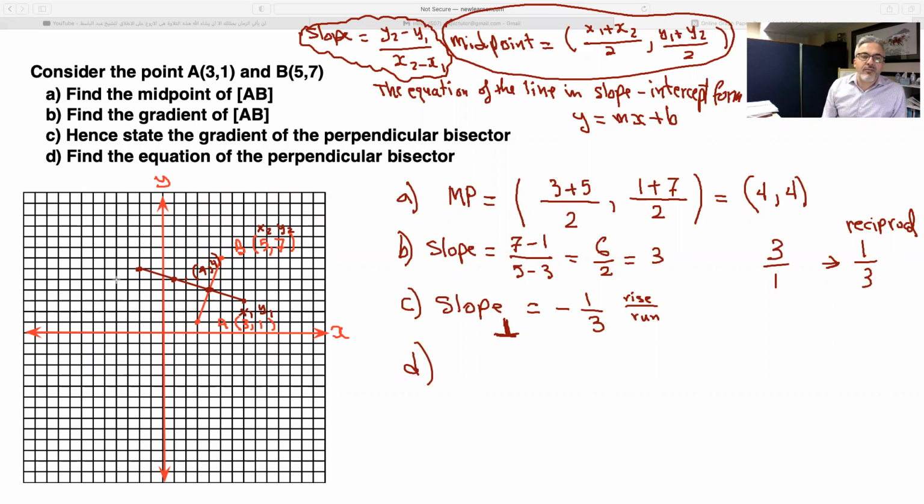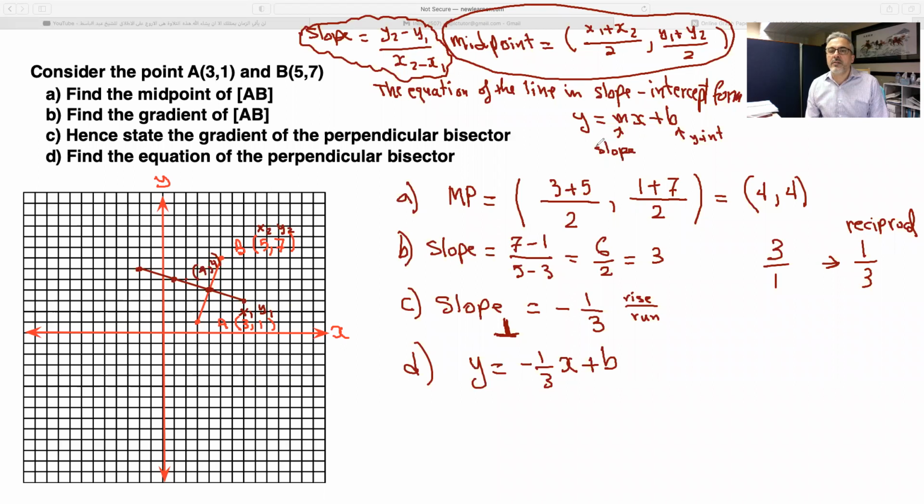Now, what they're asking you is to find the equation of this line in the slope intercept form, which is y equals mx plus b. And therefore, for D, I'm going to write y equals m, which is the slope of the perpendicular bisector, which is negative 1/3 x plus b. Now, for the equation in the slope y-intercept form, you always have to find the slope and find the y-intercept. So b here is the y-intercept, and m is the slope. Just for some of you who haven't seen this equation before.